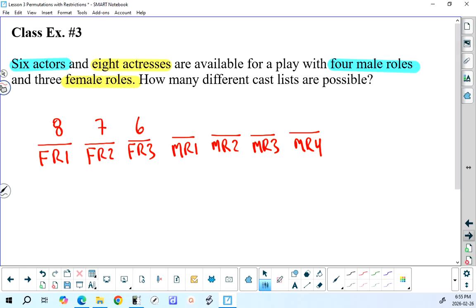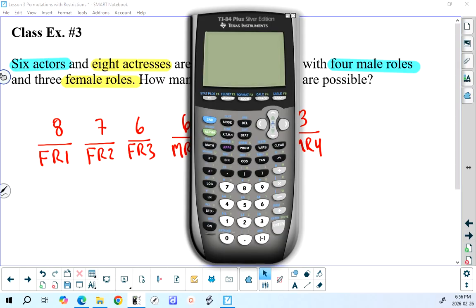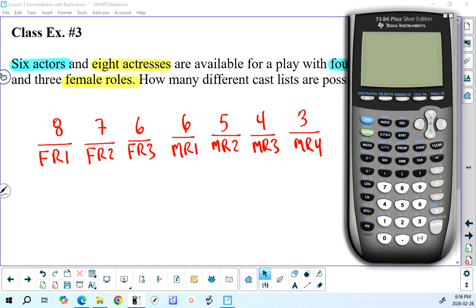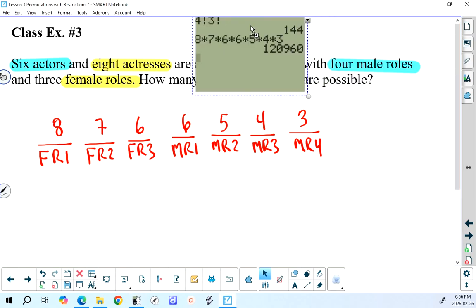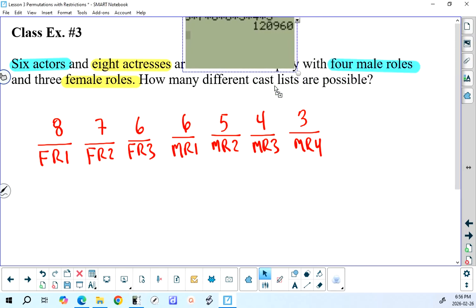How many do we have to choose from for the first male role? Well, we have 6 actors, and then we have 5 for the second, 4 to choose from for the third, and then 3 to choose from for the fourth. So we multiply this all out, and there's a more elegant approach to this, a nicer approach. Let's see what we get here. 8 times 7 times 6 times 6 times 5 times 4 times 3. Get that right? I think so. That many. 120,960.